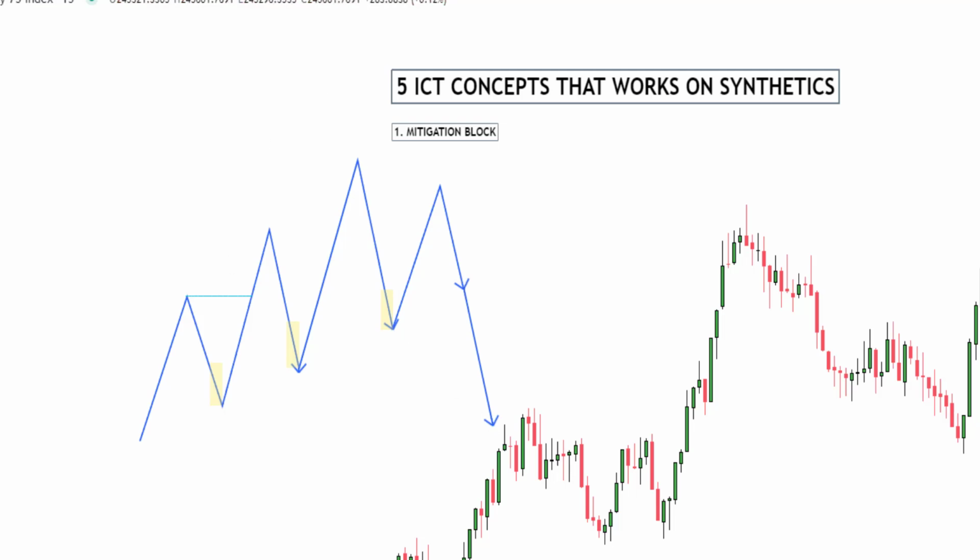I'm taking much time explaining mitigation block. I guess you should know this anyway. You can check my YouTube channel. Creating a shifting market structure right here at this point. Let me see if I can get it correctly. This is where your shifting market structure is, right here at this exact point.